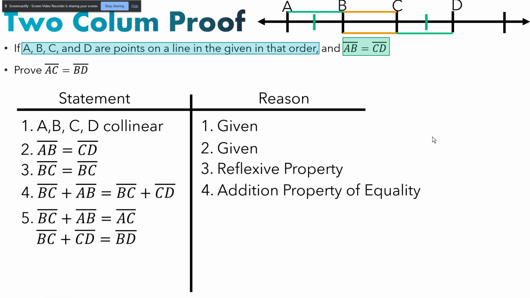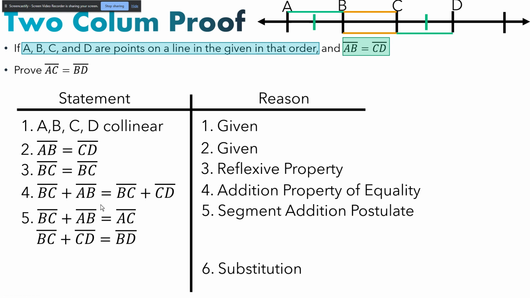So we can then say, using the segment addition postulate, which we did cover in the past, A to B plus B to C creates the line A to C. That's what it says right here. And B to C plus C to D creates the entire segment B to D. That's what we're saying here. So segment addition postulate. Notice that we are almost there.